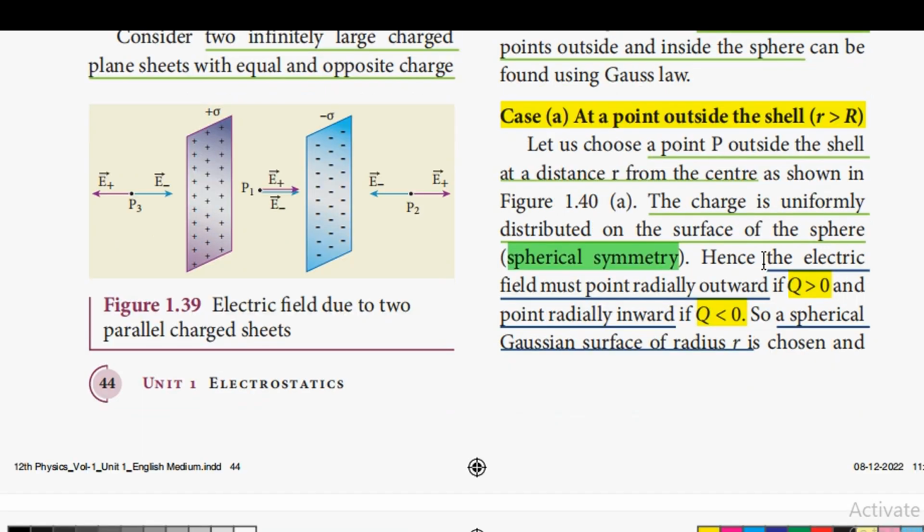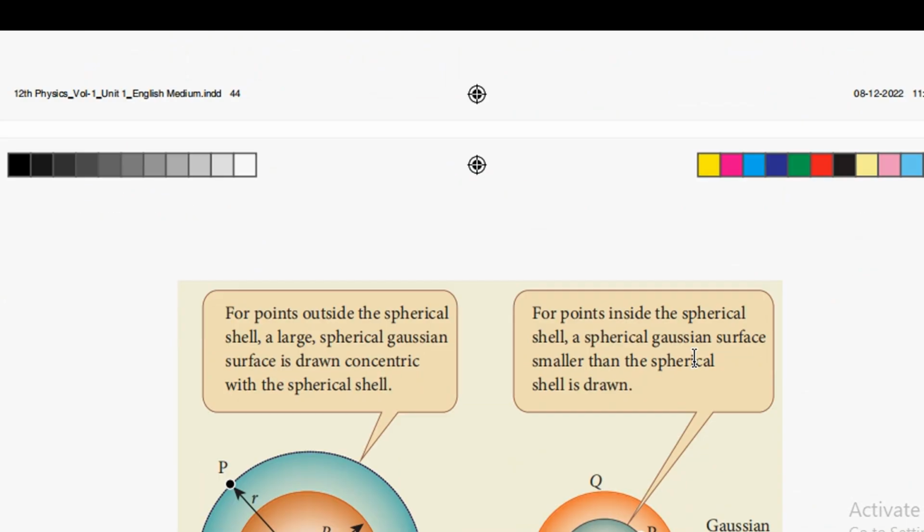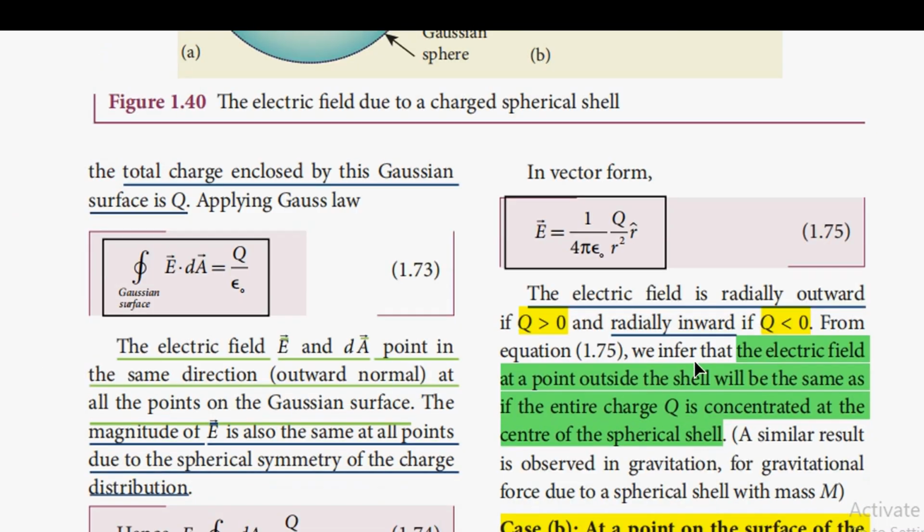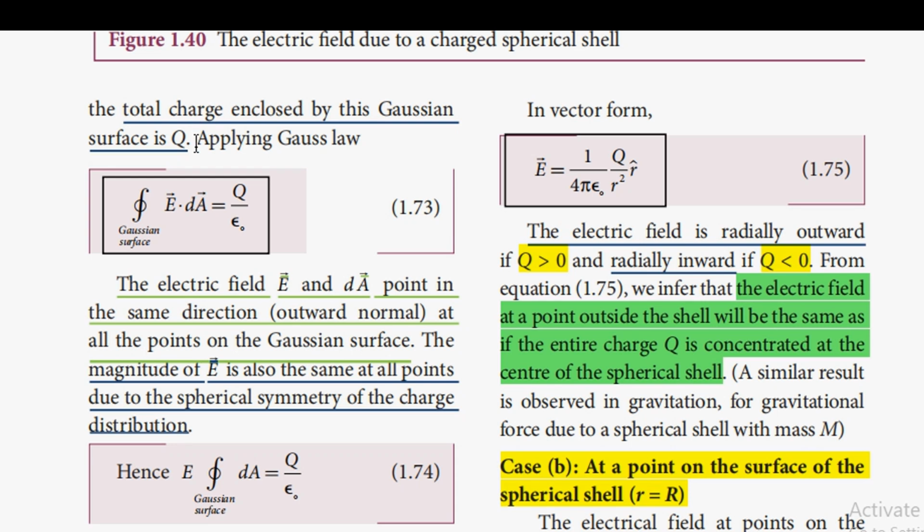The charge is uniformly distributed on the surface of the sphere, so it has spherical symmetry. Hence, the electric field must point radially outward if Q is greater than 0 and radially inward if Q is less than 0. So, a spherical Gaussian surface of radius r is chosen, and the total charge enclosed by this Gaussian surface is Q. Applying Gauss law, we have the Gaussian surface integral of E dot dA equal to Q by epsilon naught.